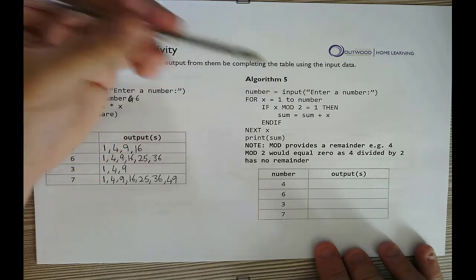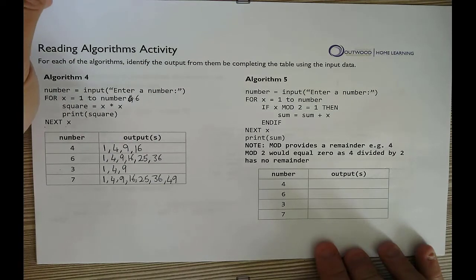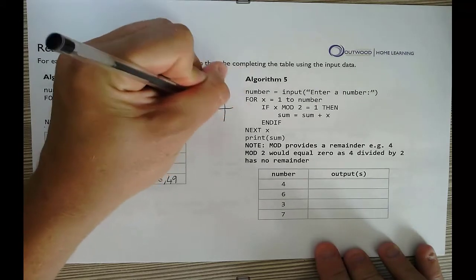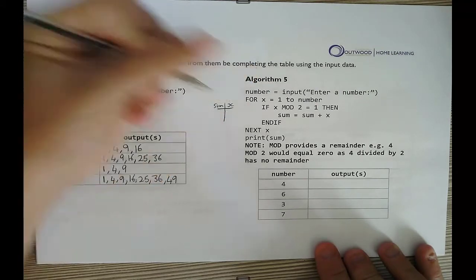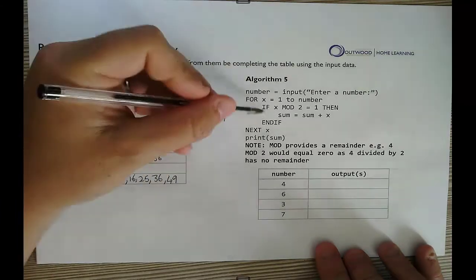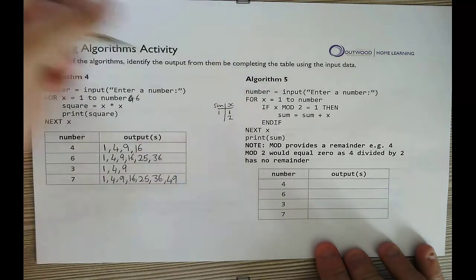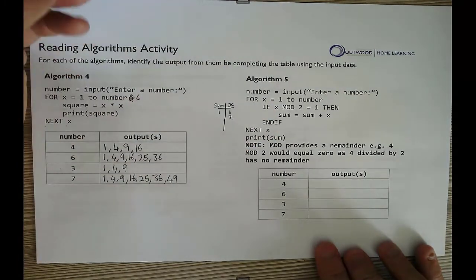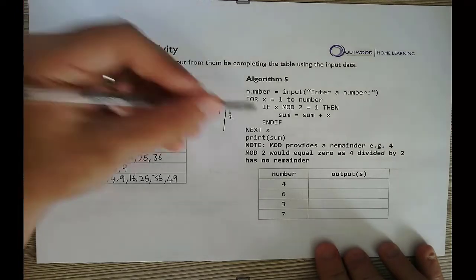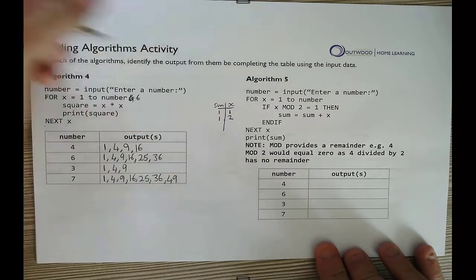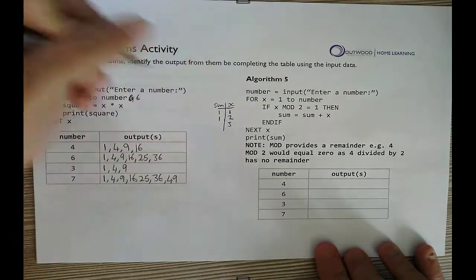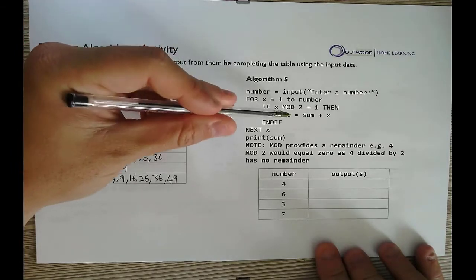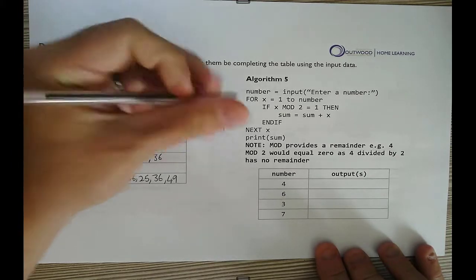So if 1 equals 1, well it is. Sum equals sum plus x. Well, sum is obviously at 0. X is 1. So sum is just 1. So we go next x, so x becomes 2. This time, if 2 mod 2 equals 1, well 2 divided by 2 doesn't give a remainder, so it will jump past that and not do anything, so sum stays as 1. X now becomes 3. Well, 3 mod 2 does give the remainder 1, so sum equals what it was, which was 1, plus x, which is 3, which gives the answer 4.